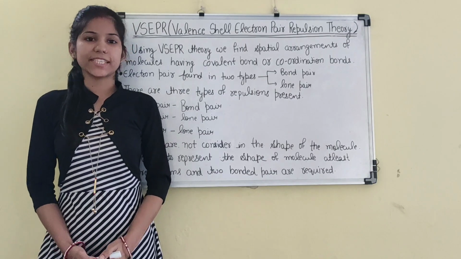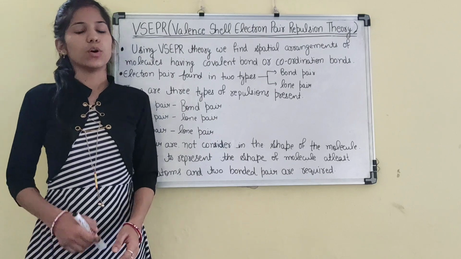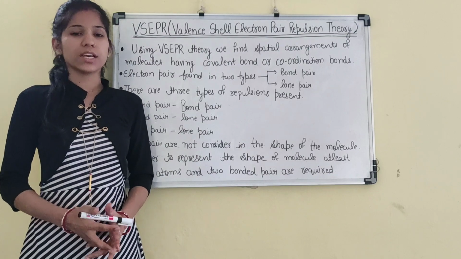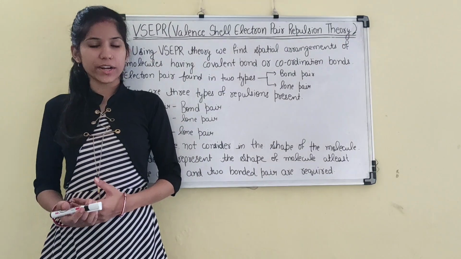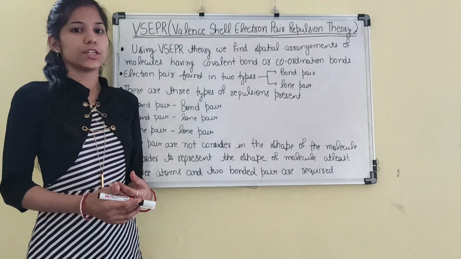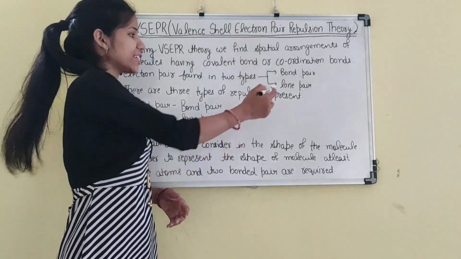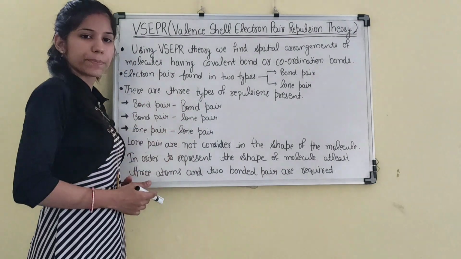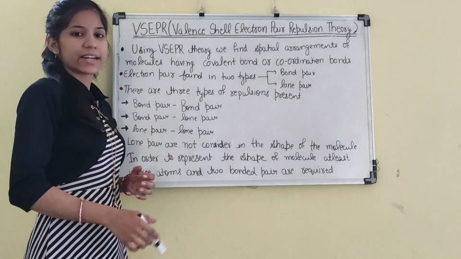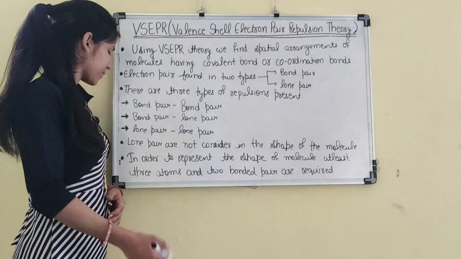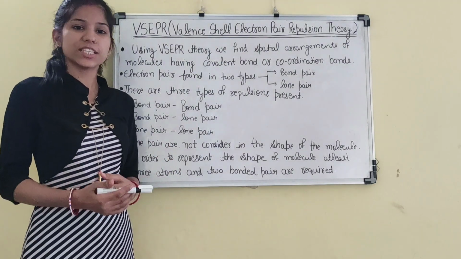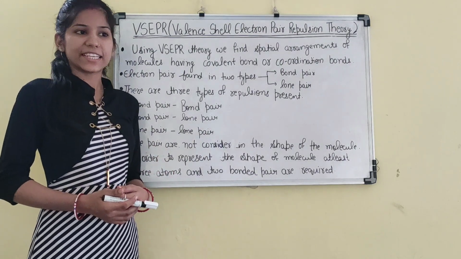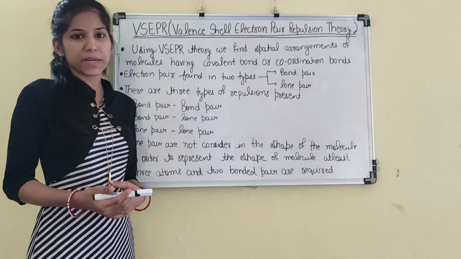Now we study some basics of VSEPR theory. Using the VSEPR theory, we find the spatial arrangement of molecules having coordinate and covalent bonds. The electron pairs are present in two types: first is bond pair and second is lone pair. And there are three types of repulsion present: first is bond pair-bond pair, second is bond pair-lone pair, and third is lone pair-lone pair repulsion. The lone pairs are not considered in the shape of molecules. And in order to represent the shape of a molecule, at least 3 atoms and 2 bonded pairs are required.